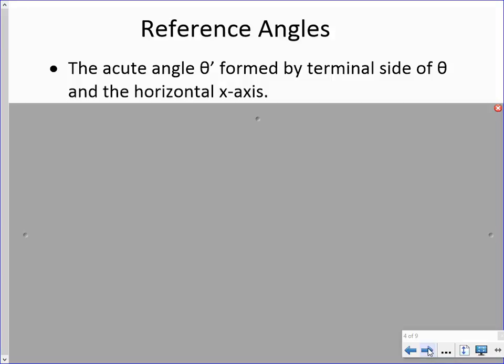A reference angle is defined as the acute angle theta prime, that's what that little apostrophe is and how we read it, formed by the terminal side of theta and the horizontal x-axis. So by definition, that is what a reference angle is.